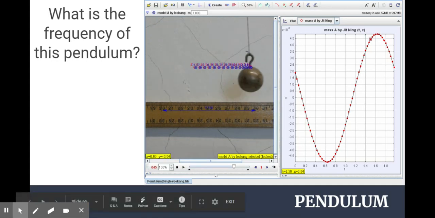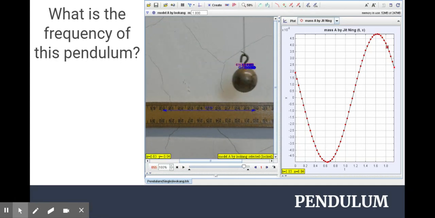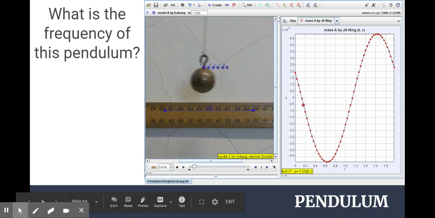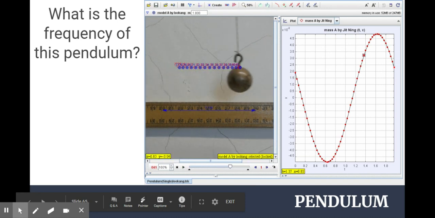Or if you happen to be looking at this graph, you can see that it goes one complete cycle and starts to repeat itself. So our period should be right around 2 seconds. And we can look at our horizontal axis to figure out that it should be just over 2 seconds.